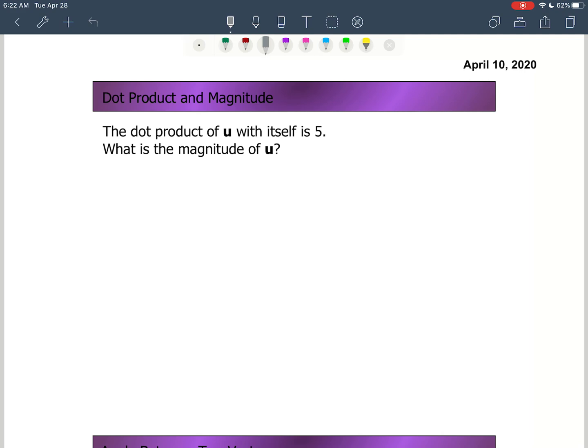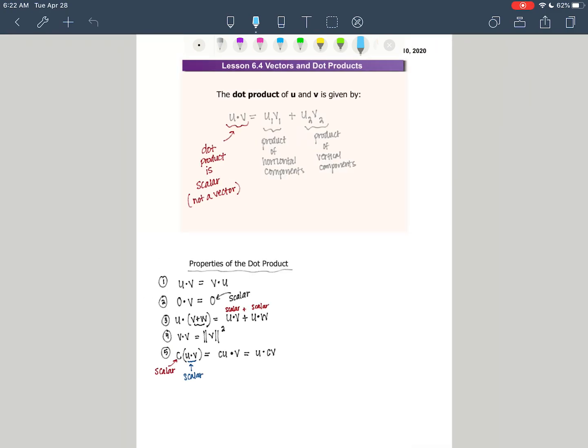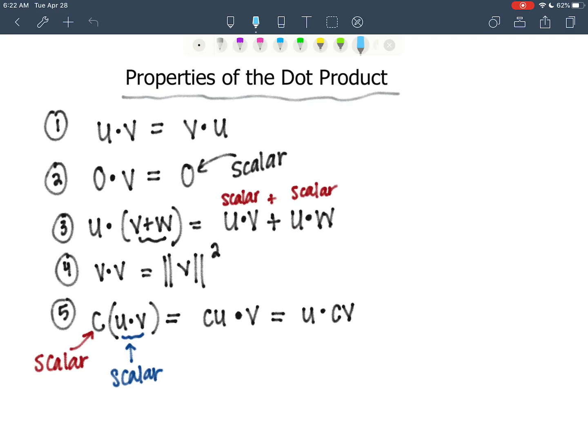Remember what magnitude is. So the dot product of u with itself is 5. What is the magnitude of u? Okay, this right here, you're probably going, I don't know, I have no idea. That's because we need to go back to our notes. The dot product of a vector with itself is equal to, well, that's number 4 right there. So the dot product of a vector with itself is equal to the magnitude squared.